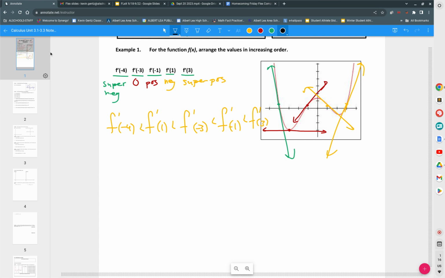Arrange the values and increase it. Here's what I need you to do right now. I want you to talk to a friend, and I want you to compare these two things. I want you to compare f of 1 and f prime of 1. Which one's bigger? Which one's smaller? Or are they the same? And how do you know?